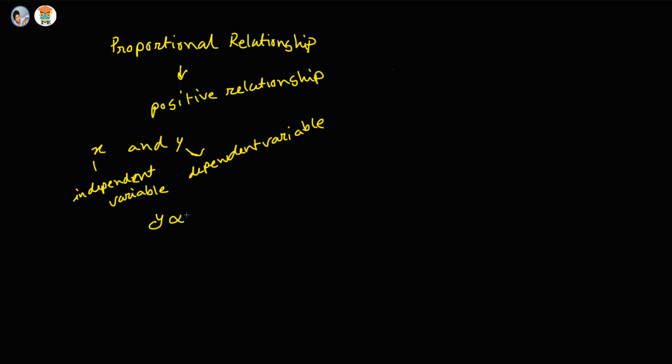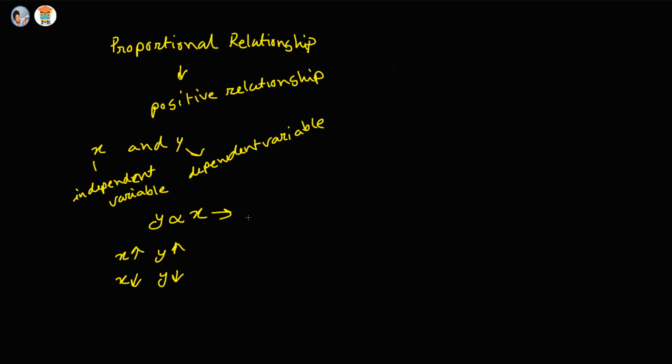Let us assume there are two variables, x and y, where x is the independent variable and y is the dependent variable, meaning value of y depends on value of x, and the relationship between them can be expressed using y proportional to x. Now what does it mean? It means that if x increases, y increases, and if x decreases, y decreases.